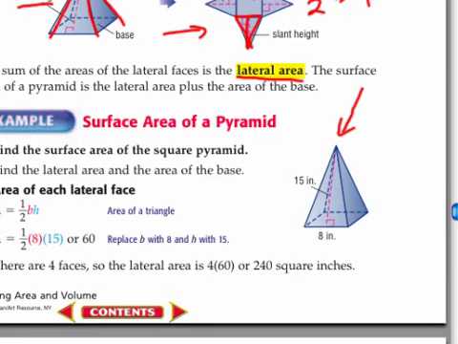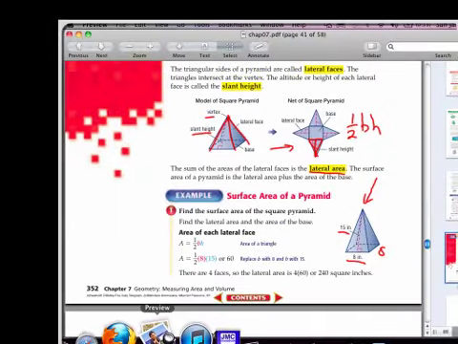Let's say we've got this pyramid here. We know we've got a slant height of 15 inches and it has a base of 8 inches. It's a square pyramid, so it's 8 by 8. Let's figure out the area of this triangle. Area of a triangle is 1/2 base times height. So 1/2 times 8 times the height, and this time we're talking about the slant height, so it's 15. So 1/2 times 8 is 4. 4 times 15 is 60.